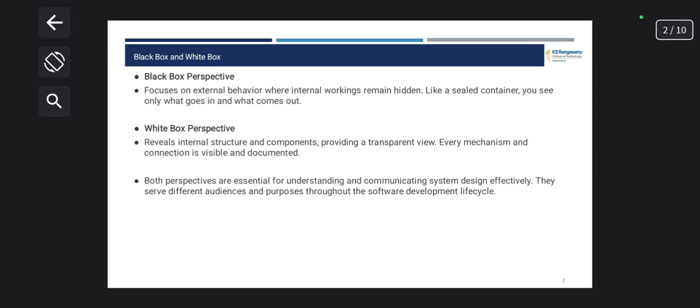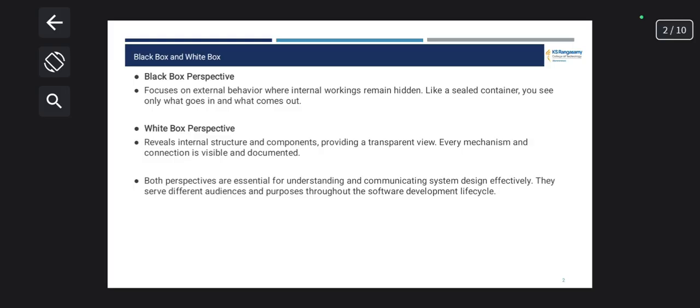So imagine a sealed box. You can see what goes in and what comes out, but you cannot see what is happening inside. This approach is very useful for users, testers, or anyone who only needs to know the system behavior. It helps us check if the system works correctly without worrying about the internal details.